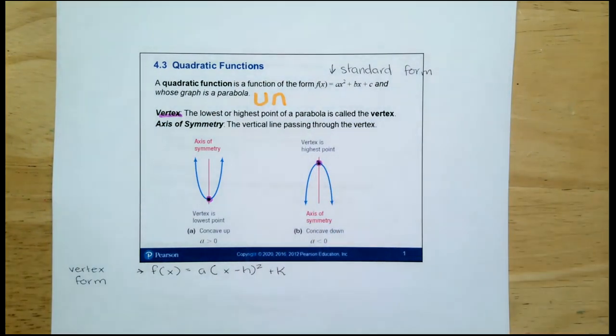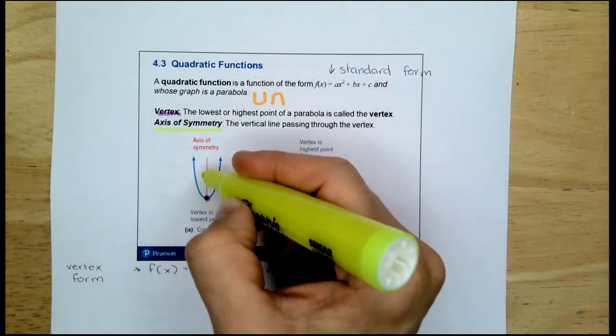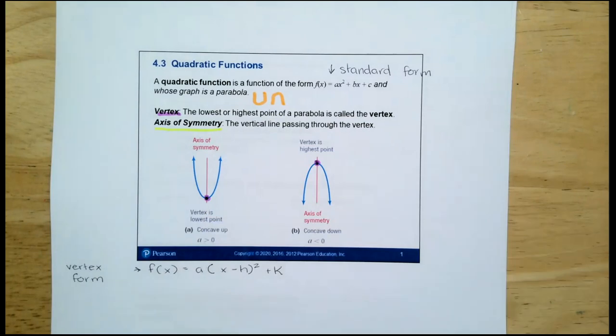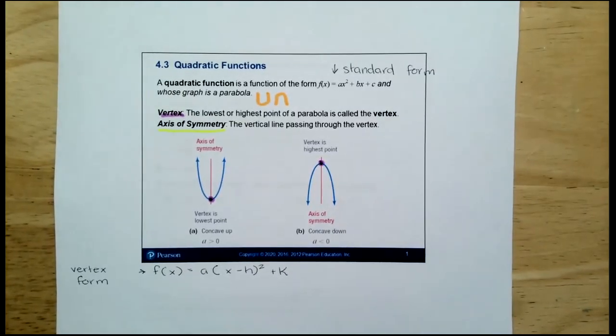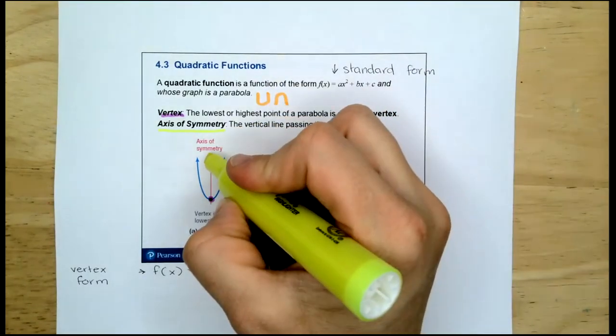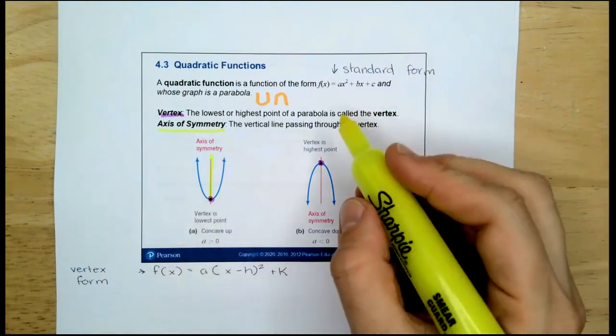So it's your lowest point if your parabola is opening up. It's your highest point if your parabola is opening down. The axis of symmetry is just a line. It will always be vertical, so it will always be like the line of the y-axis. And it goes straight through the middle of your parabola, so it will also always go through your vertex.